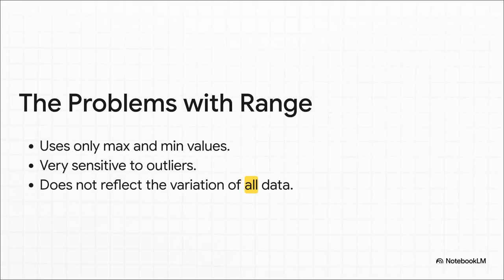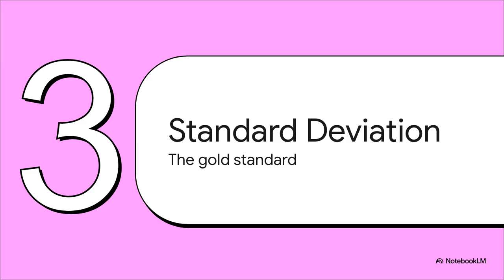But here's the catch. The range, as simple as it is, is kind of a blunt instrument. Its biggest weakness is that it only cares about two numbers, the absolute highest and the absolute lowest. It completely ignores how all the other data points are bunched up or spread out. Just one crazy outlier can totally blow up the range, giving you a pretty misleading picture of what's really going on.